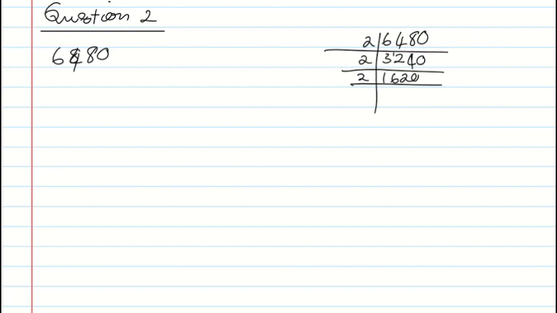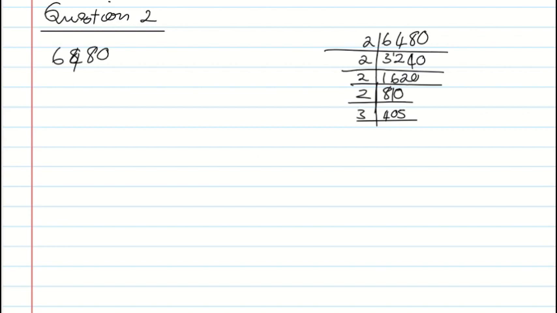2 goes into 16. How many times? 8 times. It goes into 20 10 times. Can 2 go into that number again? Yes, 2 can go in there again. It goes into 8 how many times? 4. It goes into 10 5 times, because it can't go into 1, that's why I put down a 0. Now I see that it isn't an even number anymore, so that means it's not divisible by 2. So I now go to my next prime number, and my next prime number is 3.